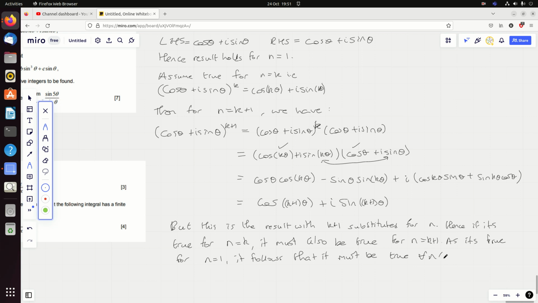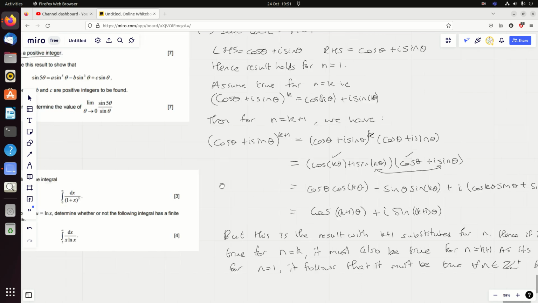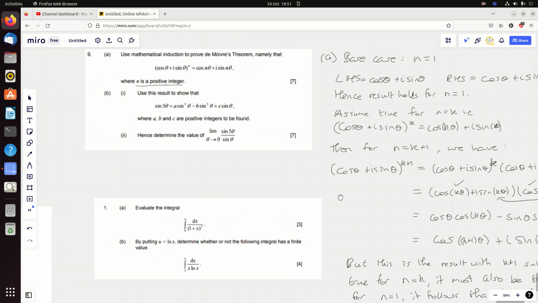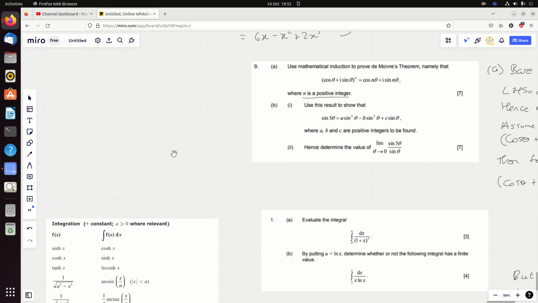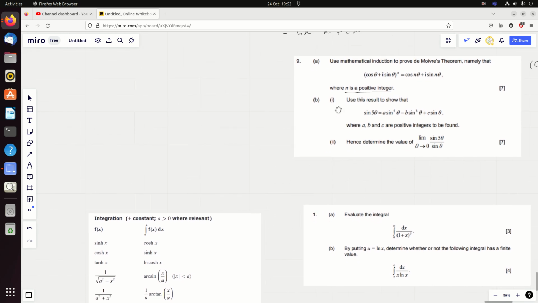For all n which are members of the positive integers. There we go, by induction. Just to make it real clear we understand what we're doing here. Okay, that's De Moivre's proved inductively. You can also prove it for rational exponents and even for complex exponents, like I say, which is amazing. It's a cool result. Okay, use this result to show that this is true.